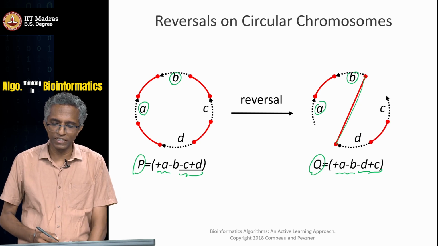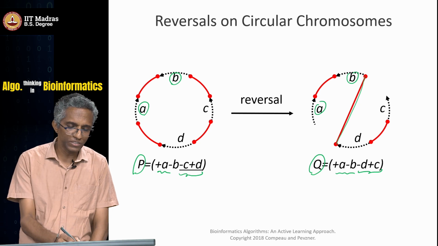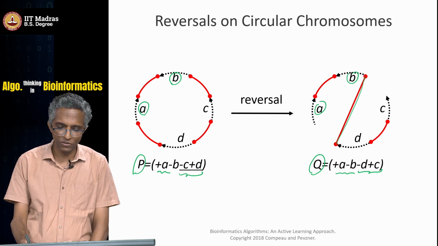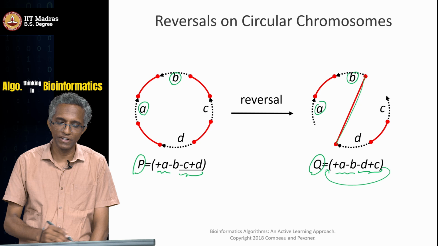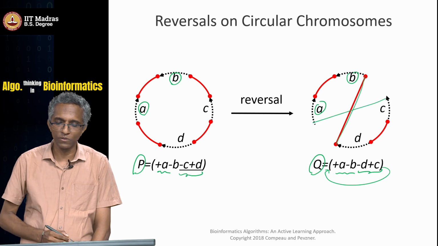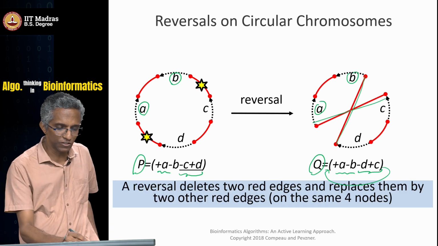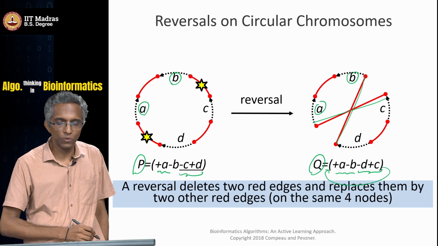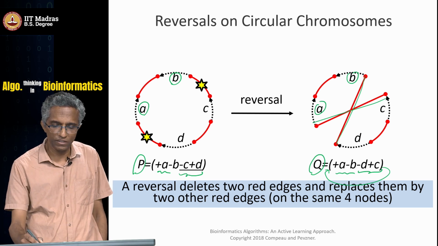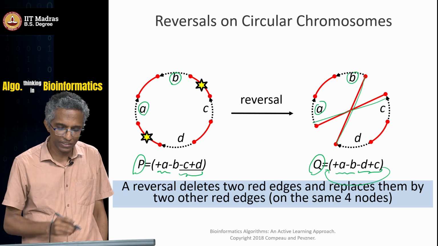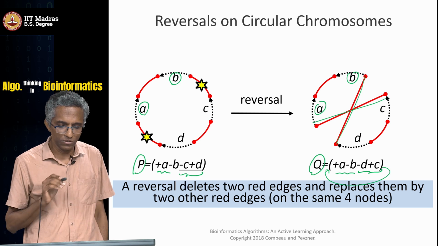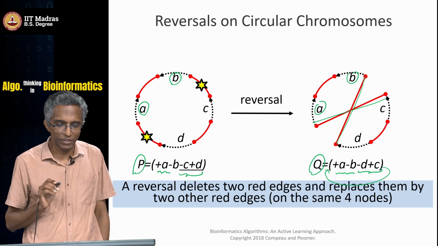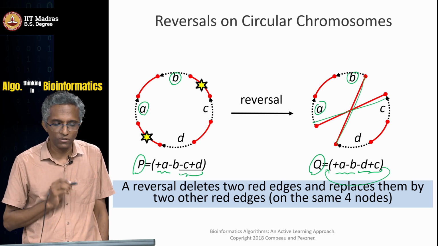So then this D and C will be linked as before, but C was connected to D before, and now C is going to be connected to plus A here, and so you are going to get this particular one. You can see that these two edges, the ones indicated by a star, have been broken, and then these two new red edges have been added. That is what is written here: a reversal deletes two red edges and replaces them by two other red edges on the same 4 nodes.